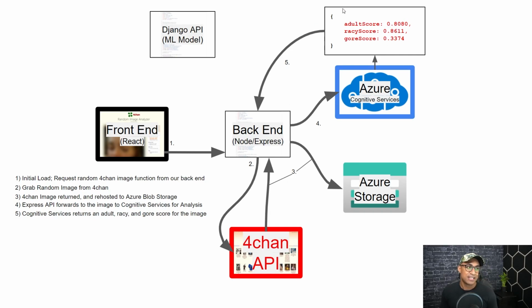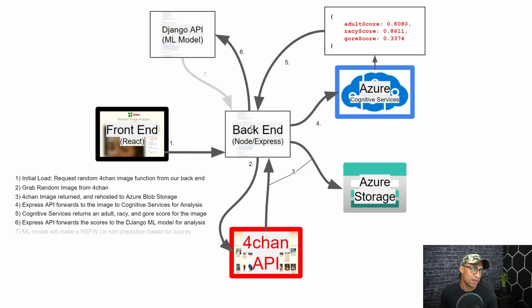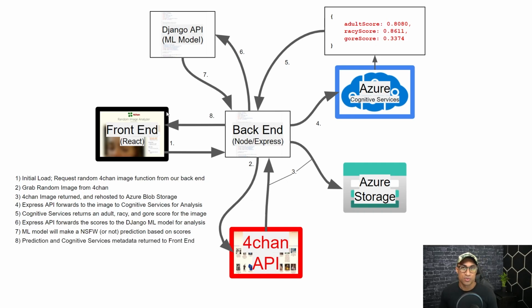The backend then takes this metadata and forwards it to our Django REST API, which is running our machine learning model. This endpoint takes this metadata, the adult, racy and gore scores, and makes a prediction whether it's not safe for work or safe for work, and then sends that prediction back to our main backend, running Node and Express. Then this backend takes all that metadata and forwards it to the front end, where it's rendered, which is what we were looking at just a second ago.